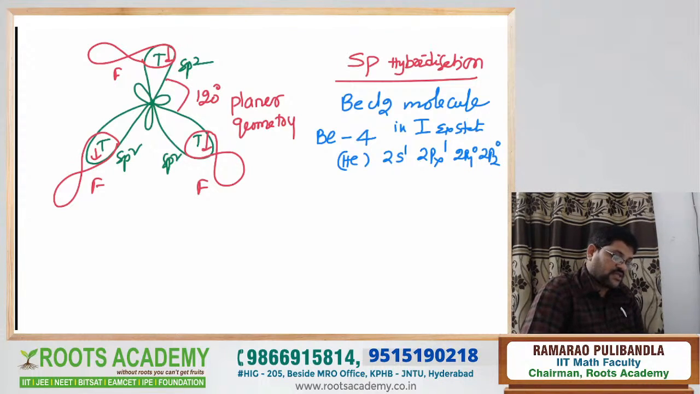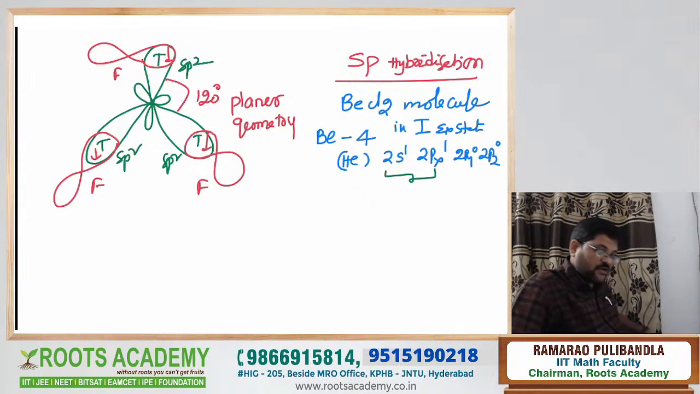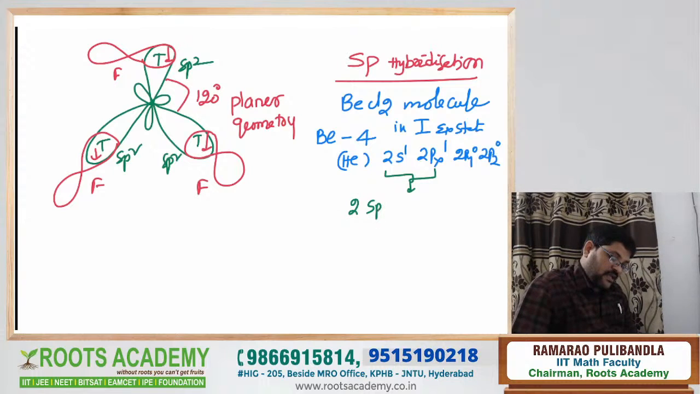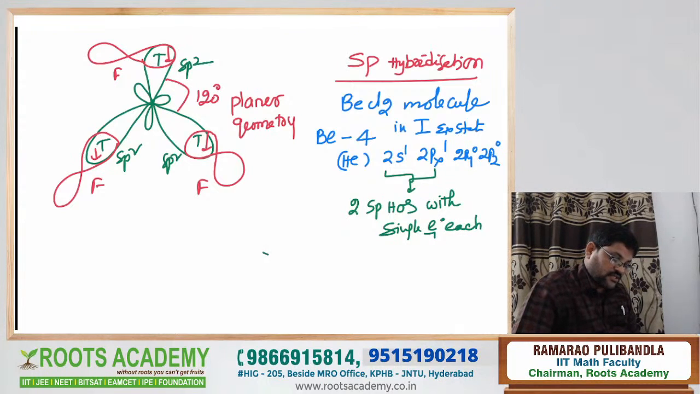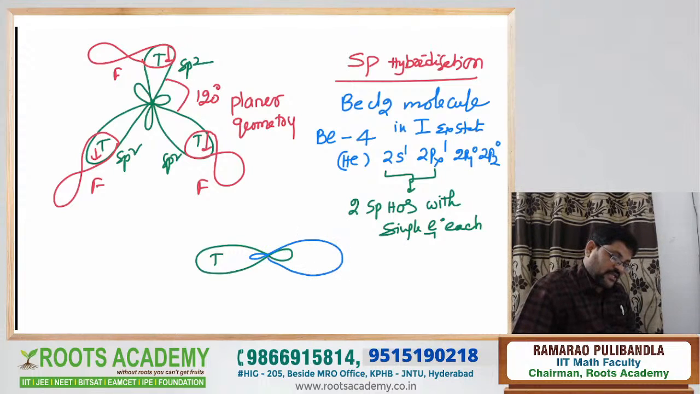Now, what is the simple logic here? In the valence shell, s and p atomic orbitals combine themselves and get 2 sp hybrid orbitals with a single electron each. What am I saying? With a single electron each. Yes or no? Now this is one of the sp with a single electron, and this is the second sp with a single electron. Understood?